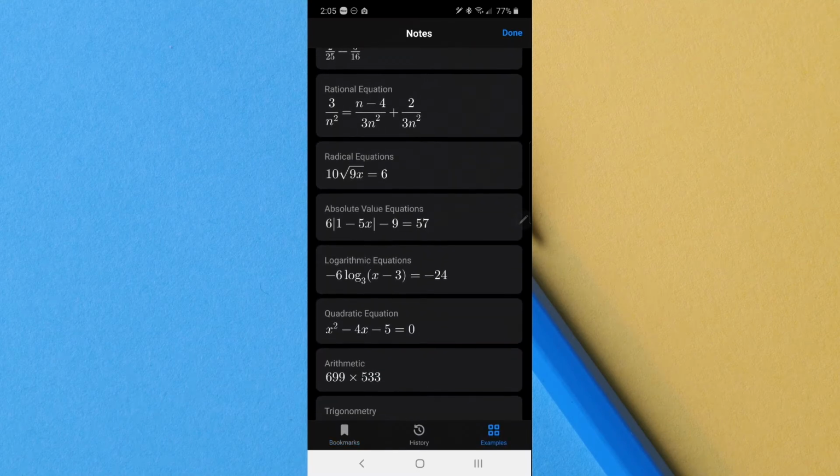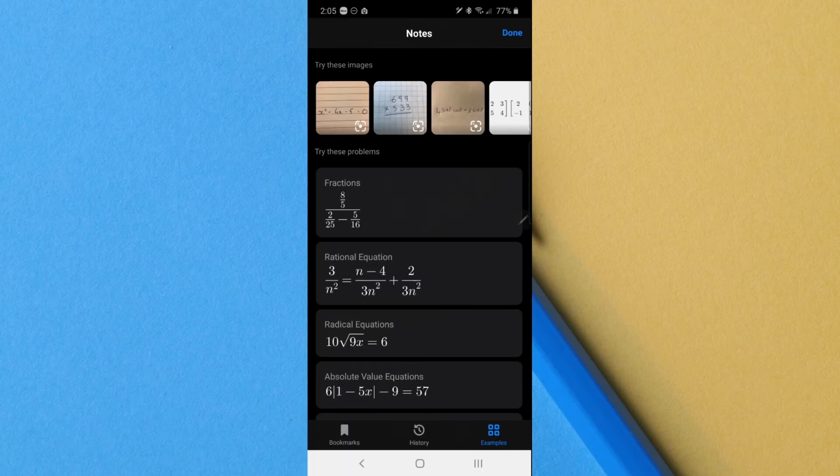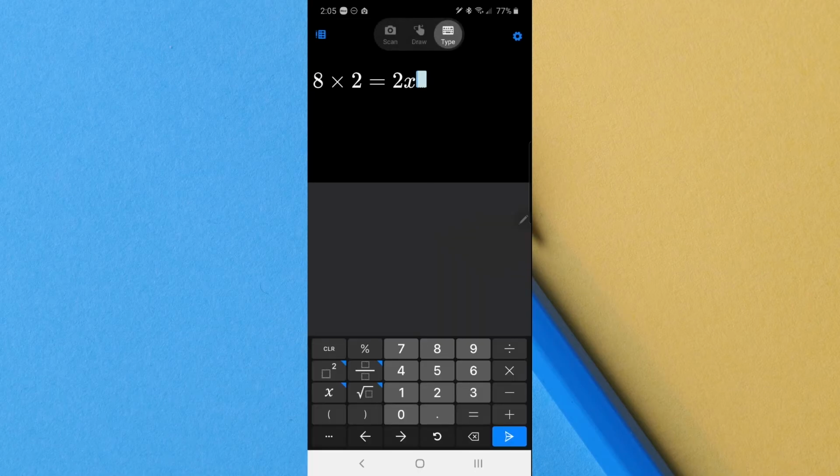Try these problems. So if you're a real genius and you want to do logarithmic equations, you can click on that one, and it basically just solves the problem here. It's really cool, and you can type in your own equations, and it's free, which is the best part. You just download it on Android. I don't believe there are any ads on this either. There's no way for you to pay for more.